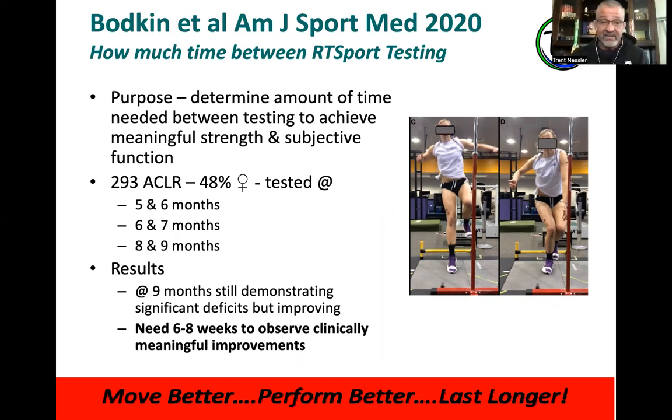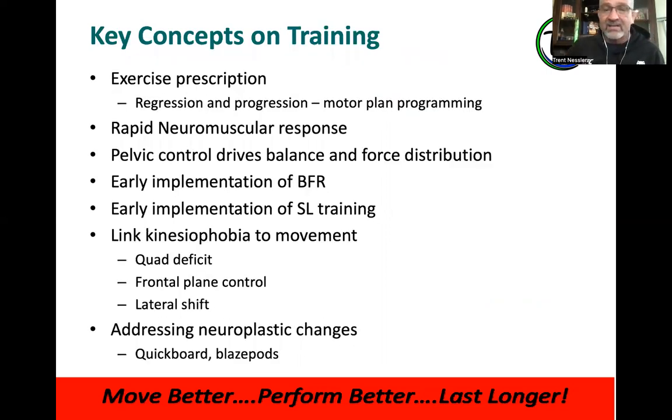The other thing I'll say is, this is not a BFR course, but one of the things I will say is that the addition of BFR is absolutely immense, the impact that it has on frontal plane control. So let me go to that. And that's the key concepts of training.